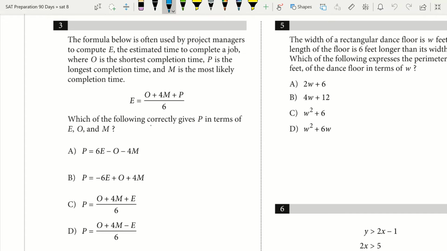I have an SAT math tip and trick for you. This tip and trick deals with correctly identifying one variable in terms of other variables. I'm going to use question 3 to illustrate it. Anytime I glance at my answer choices and see that I have one variable set equal to a bunch of other variables, so in this case we have E, O, and M, what I'm going to do is go ahead and solve for that variable using the equation I'm given.